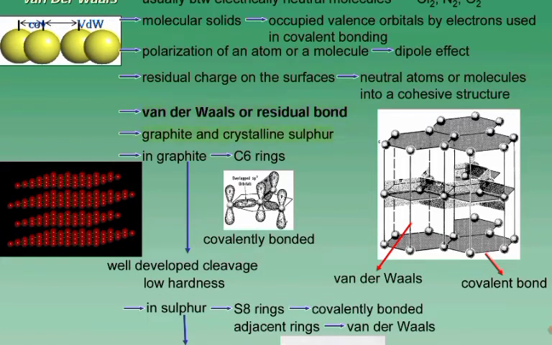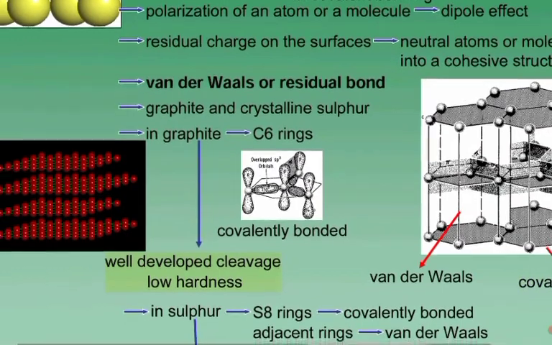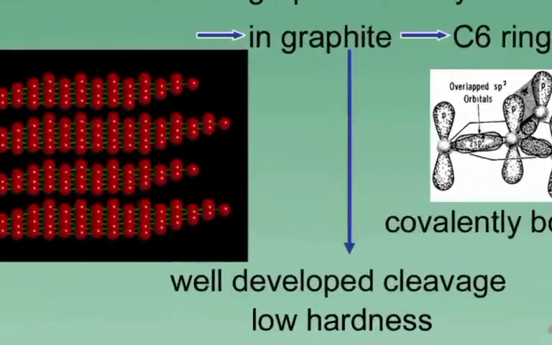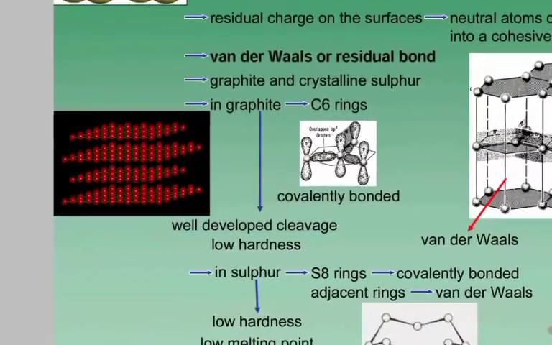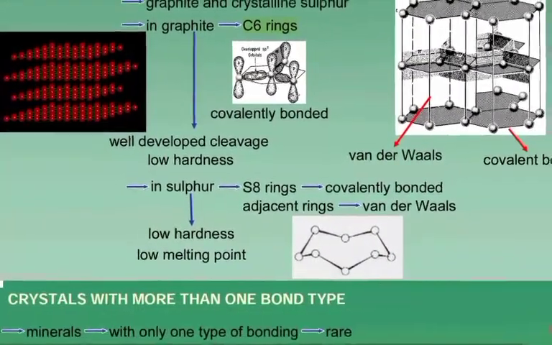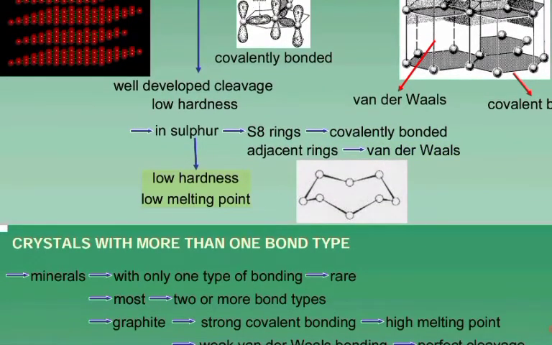Examples are graphite and crystalline sulfur. In graphite, the C6 rings are covalently bonded within sheets, with Van der Waals bonds between them. The covalent bond gives well-developed cleavage and low hardness. In sulfur, S8 rings are covalently bonded, with Van der Waals bonding between adjacent rings, giving low hardness and low melting point.